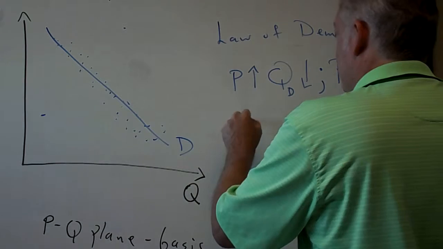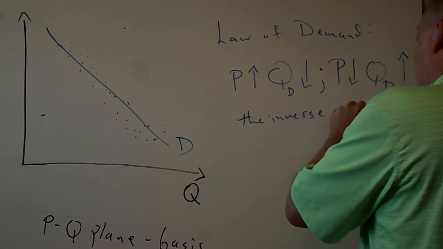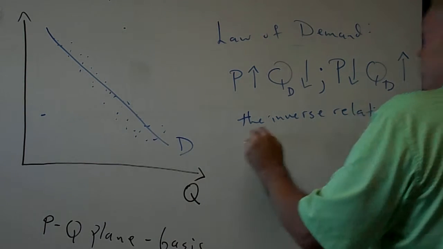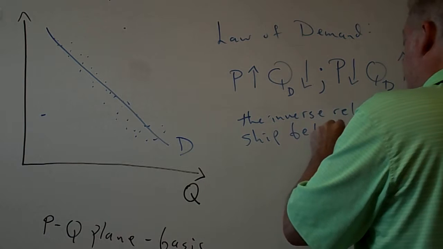and it really expresses the inverse relationship between price and quantity. And that really is the heart of what the law of demand is all about, the inverse relationship between price and quantity.